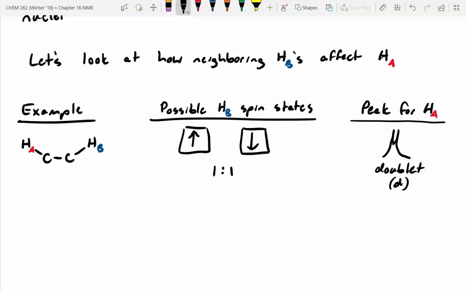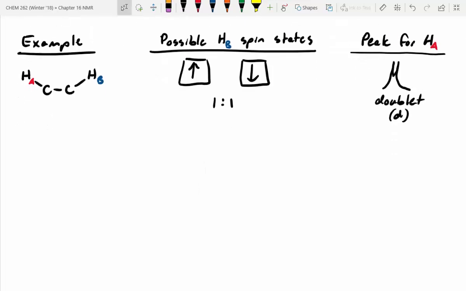What do you think happens if HA has no neighboring protons? What will the peak look like? It'll just be a single peak, right? It has nothing nearby to split it into smaller peaks. All right, so let's look at a harder example now.